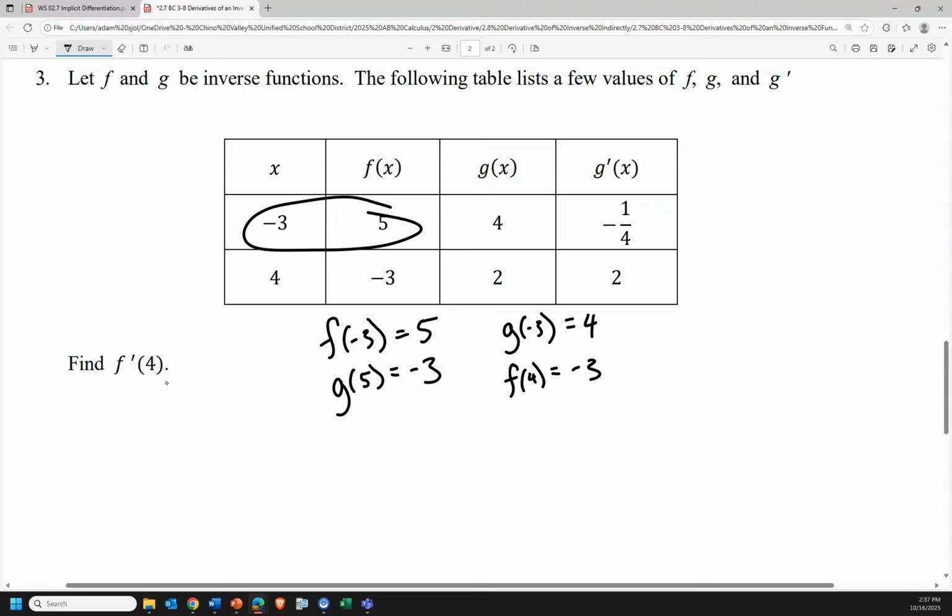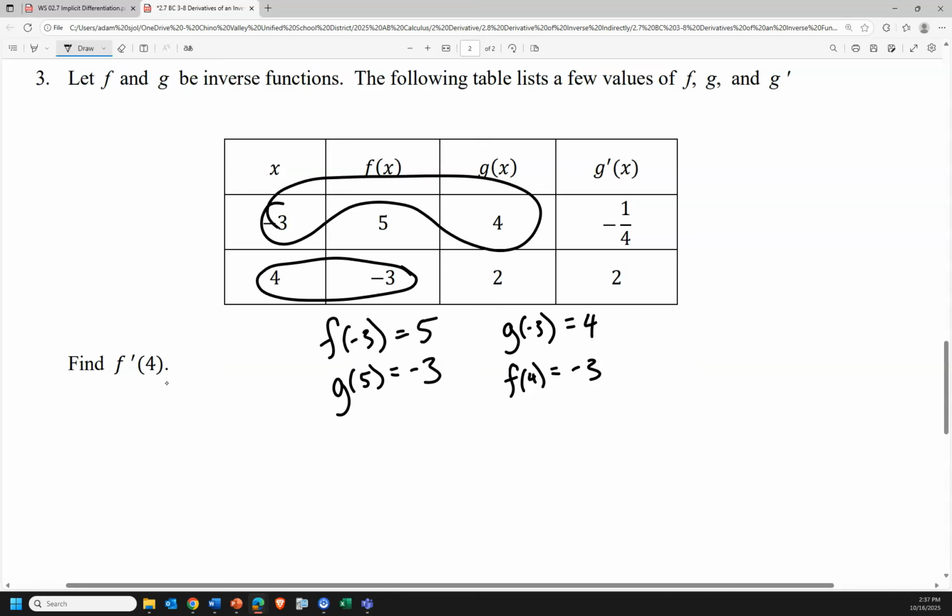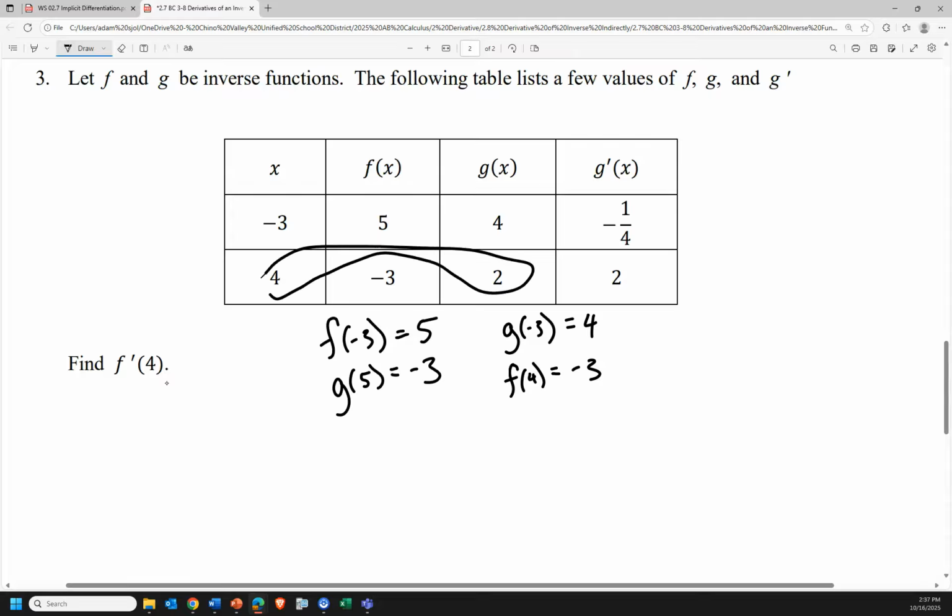And notice we actually have that information twice, right? g of negative 3 is 4, and down here, f of 4 is negative 3. So that just, I guess, confirms our suspicions or whatever you want to say. And then our last ordered pair is g of 4 is equal to 2, which means f of 2 is equal to 4. Now, we don't need to do all that, but I do know that just for some people, even that, just the inputs and outputs are swapped thing with inverses, are tough. Okay.